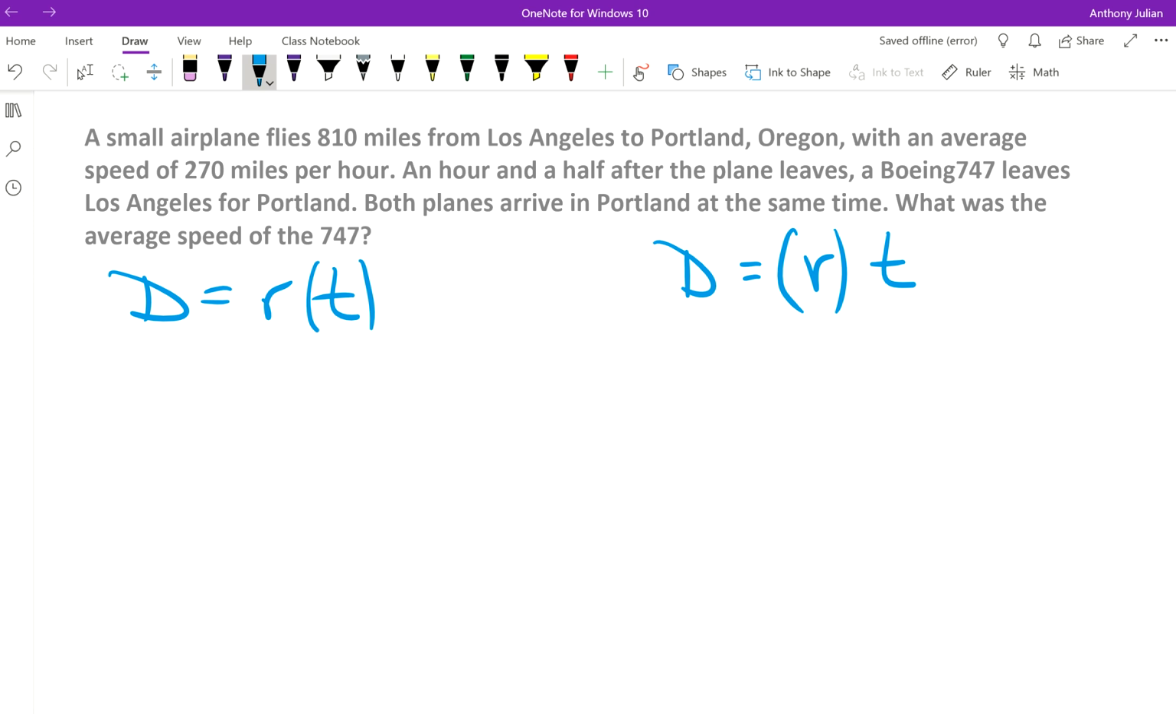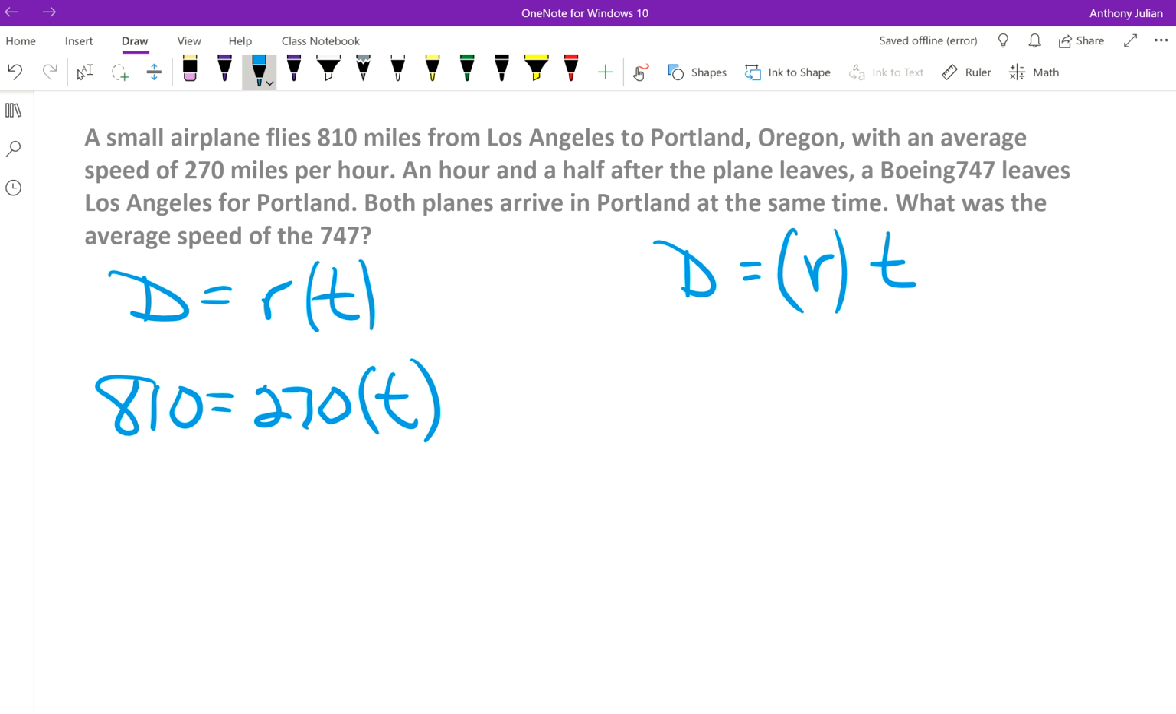All right, so we're going to have a small plane flies 810 miles. So here's a small plane on the left side. It's going to go 810 miles at a rate of 270. So they're just giving us the rate. They're giving it flat out, the rate, and that's going to be multiplied times the time. I like to put things in parentheses to signify that we're multiplying those two.